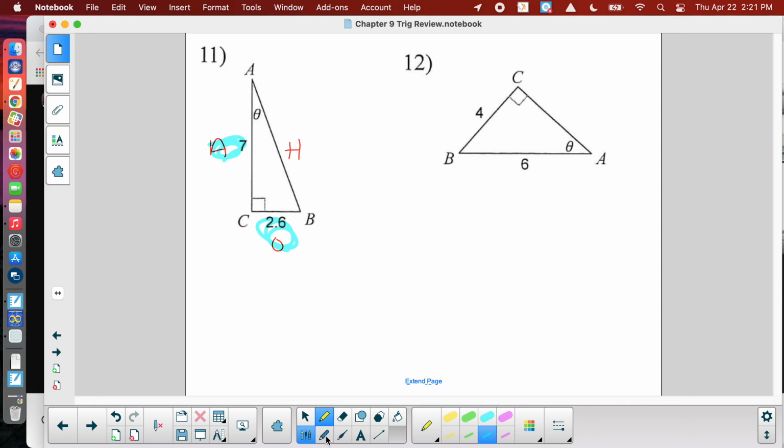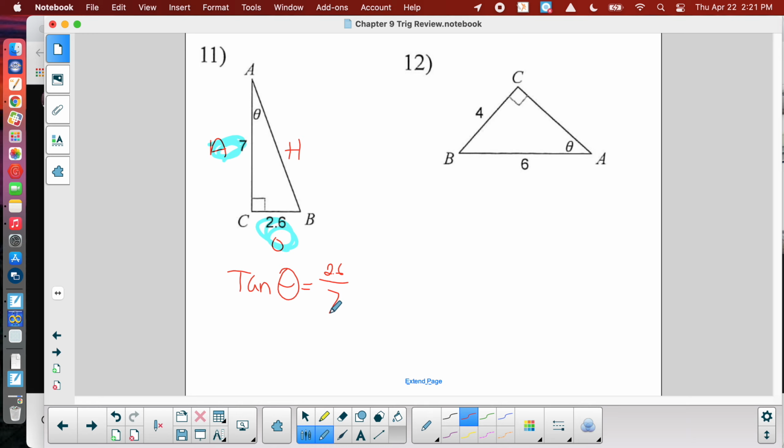Opposite and adjacent is tan. So tangent of my angle, and if you don't like the Greek letter theta, you could make it x, it's fine, or tangent of A would be good too, equals the opposite over the adjacent. Now, I don't multiply through by 7 this time. That's not going to help me. I don't swap because that's not going to help me.